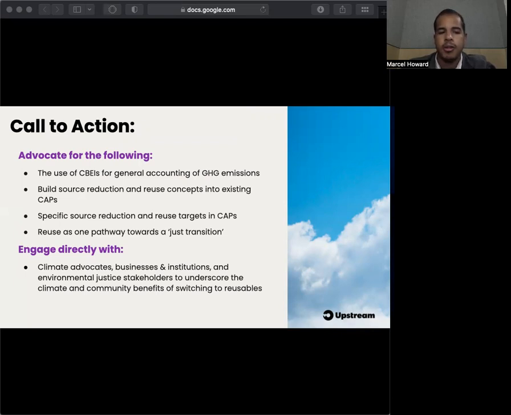In order to do this, we encourage you to do the following: to advocate for the use of consumption-based emissions inventories, or CBEIs, to be mandatory when accounting for greenhouse gas emissions, to encourage your local policymakers to update existing climate action plans with source reduction and reuse concepts in mind, to advocate for policymakers to mandate specific source reduction and reuse targets to reduce overall greenhouse gas emissions as low-hanging fruit mitigation strategies, to advocate for source reduction and reuse as one pathway towards a just transition, and to engage directly with climate advocates, businesses, and institutions, and environmental justice stakeholders to underscore the climate and community benefits of switching to reusables.